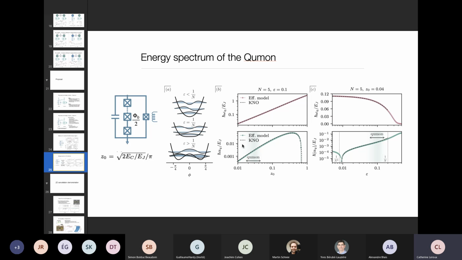And so we work in a regime where it's around 70 gigahertz. We can do the same exercise and now invert the roles of Z0 and epsilon. And now we see, for what we identify as the Qmon regime, for an impedance of around 0.04, how the frequency and anharmonicity depend on the ratio of the small junction over the large junction. And again, we can identify a regime where the anharmonicity is quite appreciable, and the frequency is also quite appreciable, and so that's the Qmon regime.